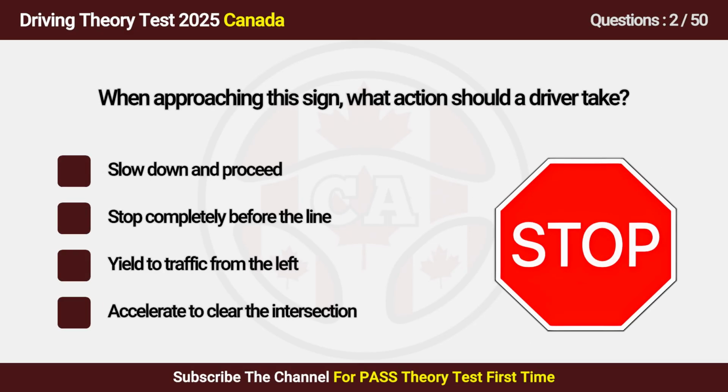A. Slow down and proceed. B. Stop completely before the line. C. Yield to traffic from the left. D. Accelerate to clear the intersection.